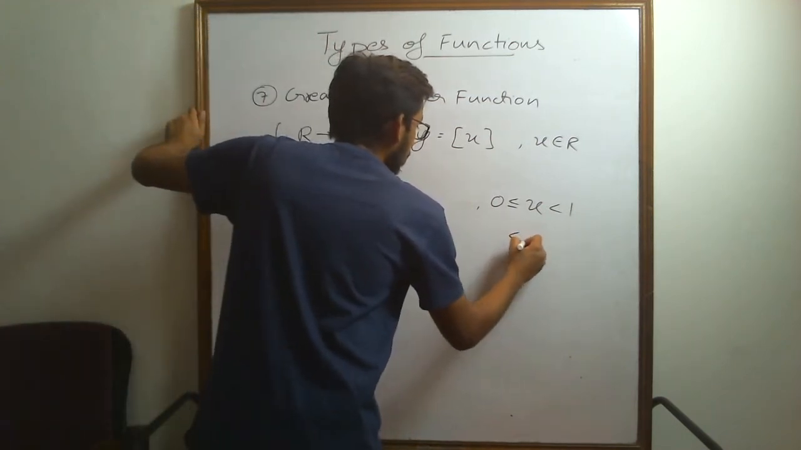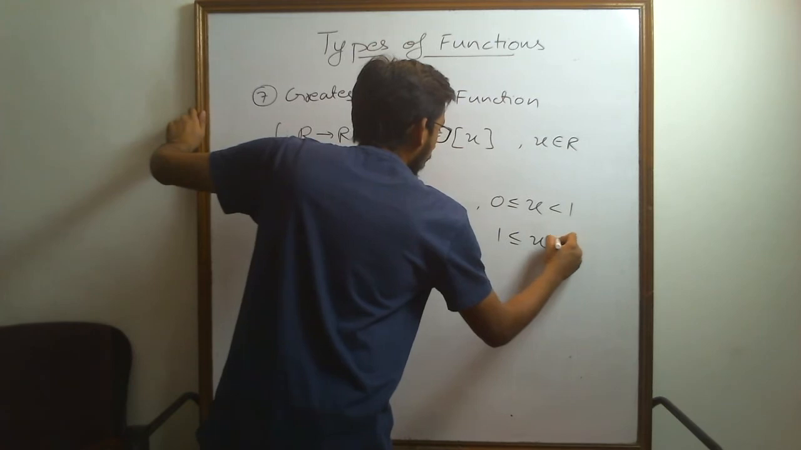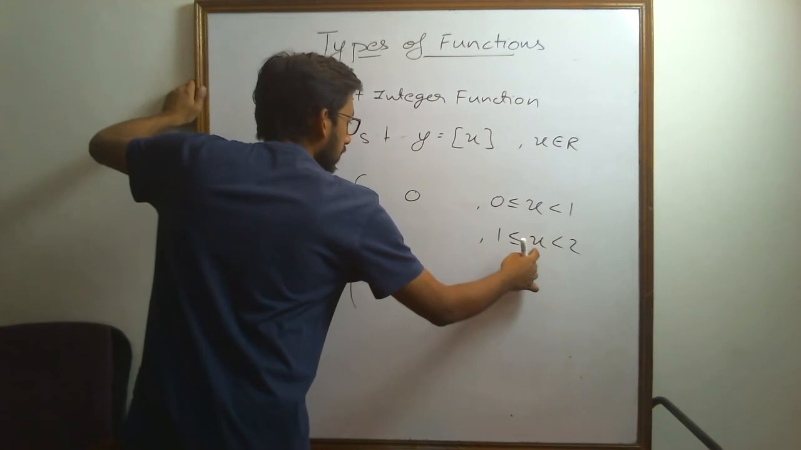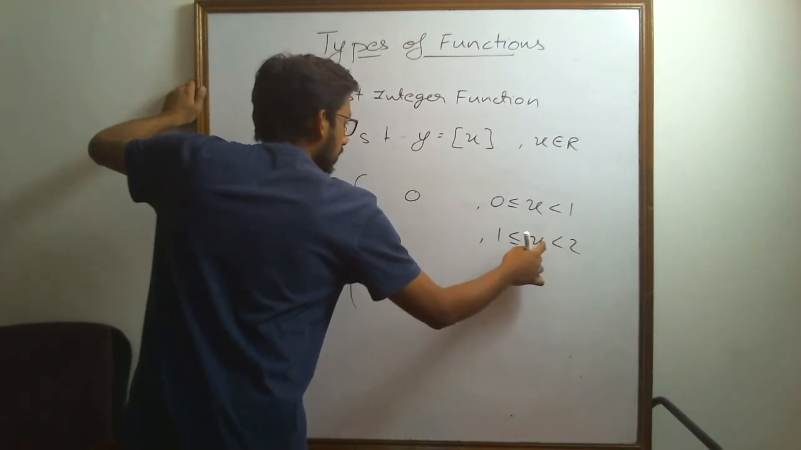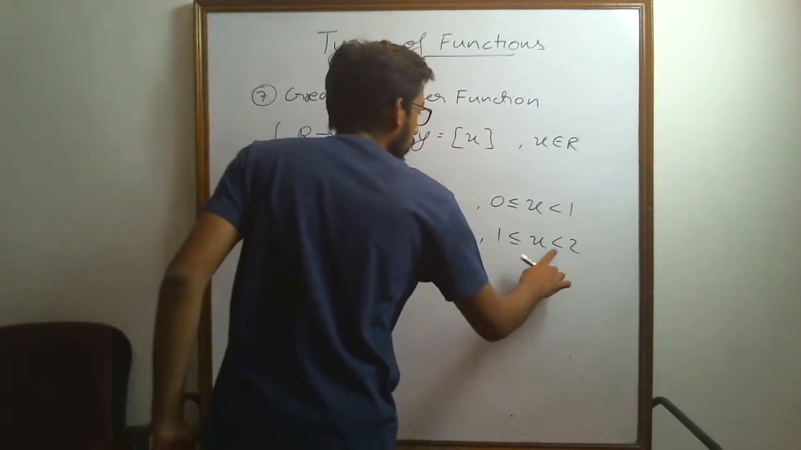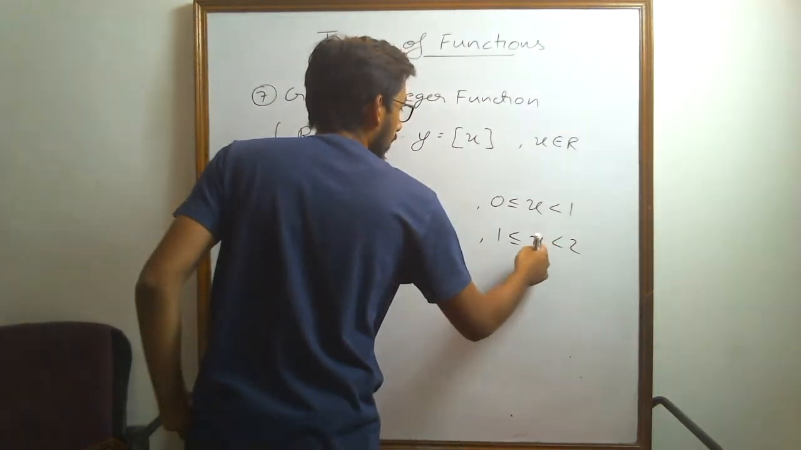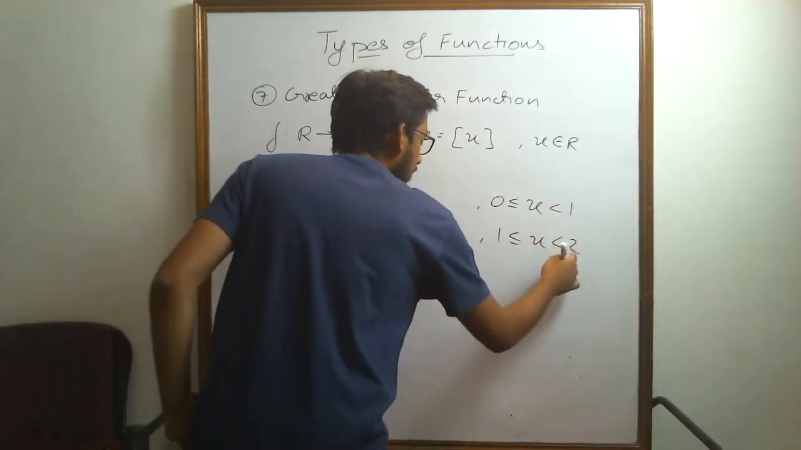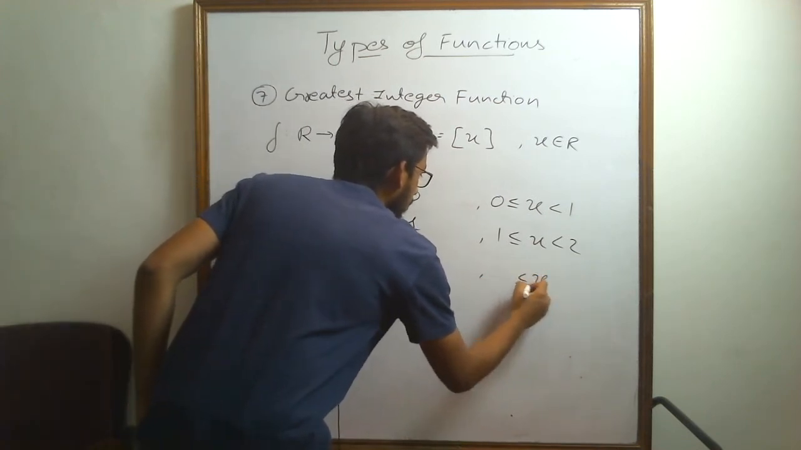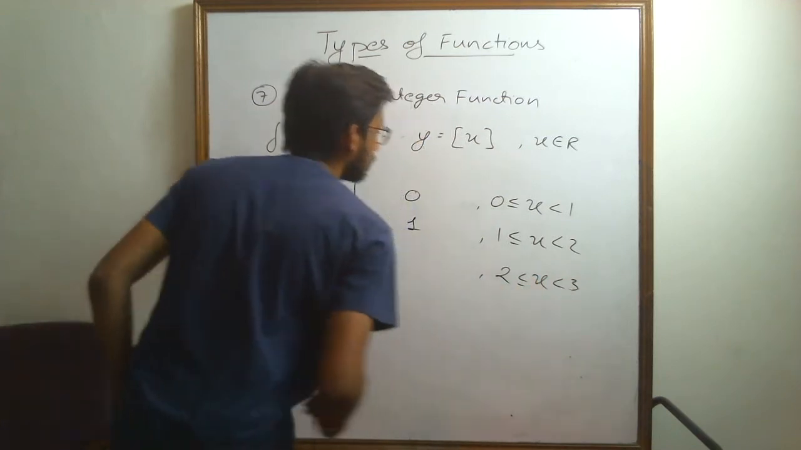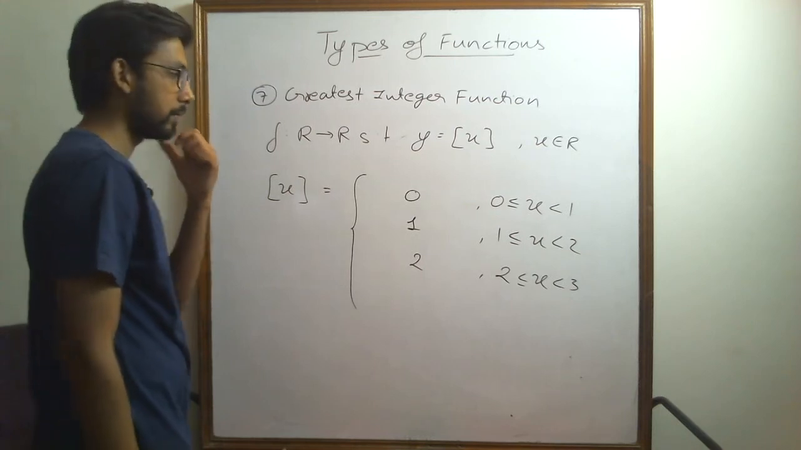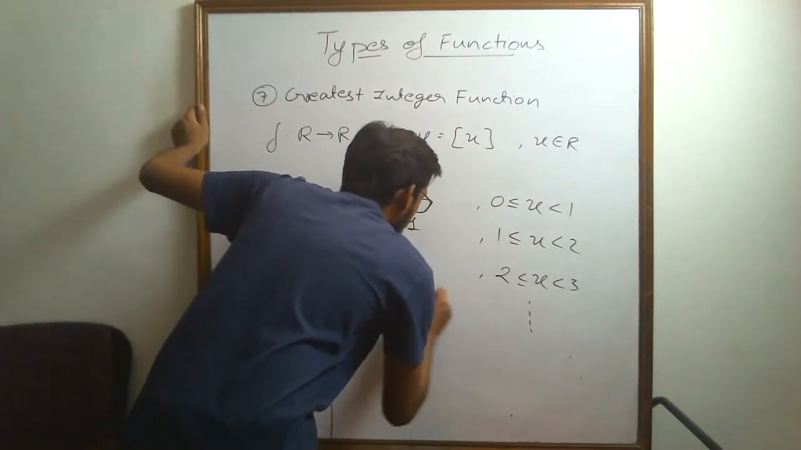If I talk about the interval x is greater than or equal to 1 and less than 2, the greatest integer less than or equal to x here will be 1. See that we have not put equal to signs here. The x is greater than or equal to 1 and less than 2. It is not equal to 2. That is important. So for the interval x is greater than or equal to 2, less than 3, the greatest integer will be 2. And so on, we can keep writing.